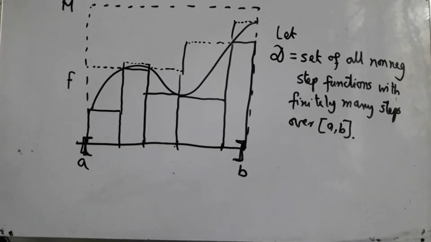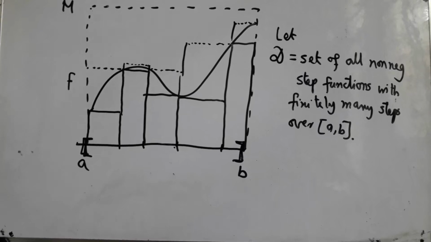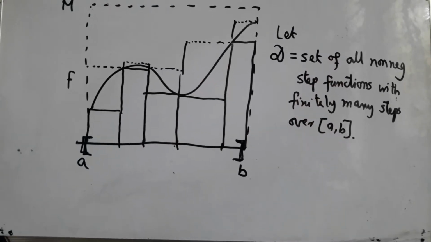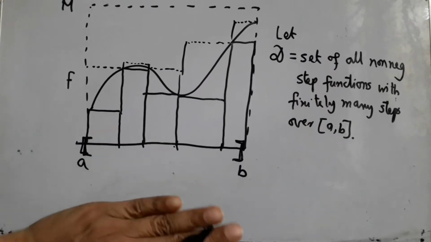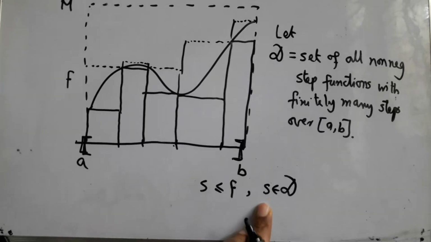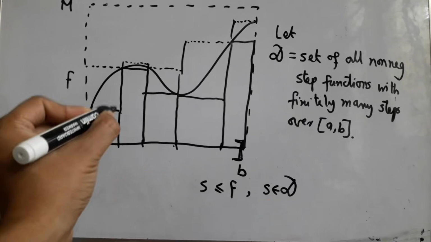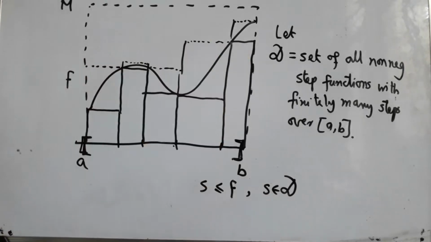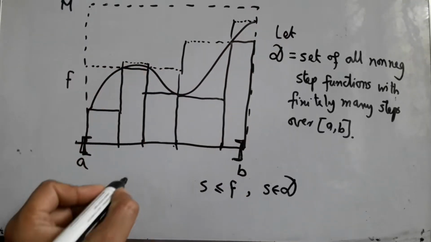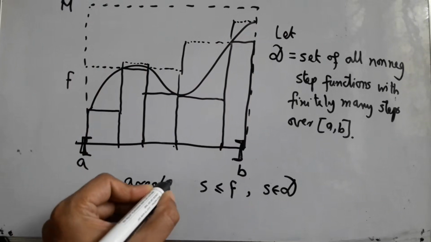Let script D denote the set of all non-negative step functions with finitely many steps, and my functions are all defined on the closed interval a to b. This is just a notation so that I do not have to say every time step function with finitely many steps. Then what he was doing is he was first approximating it from below, which means he took a function little s in script D, that is this step function, which is less than or equal to f, so it is under the curve, and he took the area of that s.